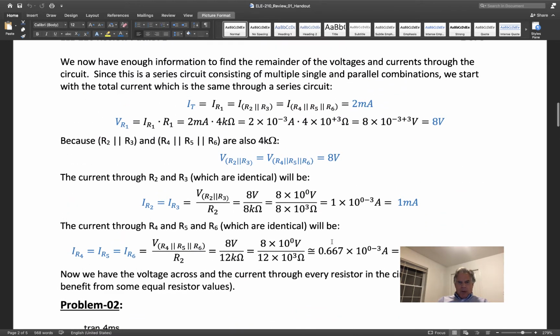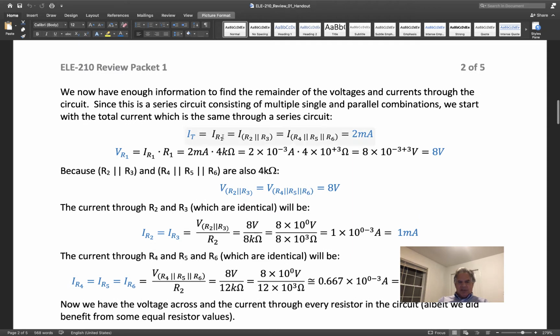At this point, we know that our total current is 2 milliamps, and it's the same throughout the circuit. So VR1 is going to be the current through R1 times R1. That's Ohm's law. And the current through R1 is the same as the total current. I total is equal to IR1. It's equal to the current through the parallel combination of R2 and R3, and it's equal to the current through the parallel combination of R4, R5, and R6. All those currents are 2 milliamperes.